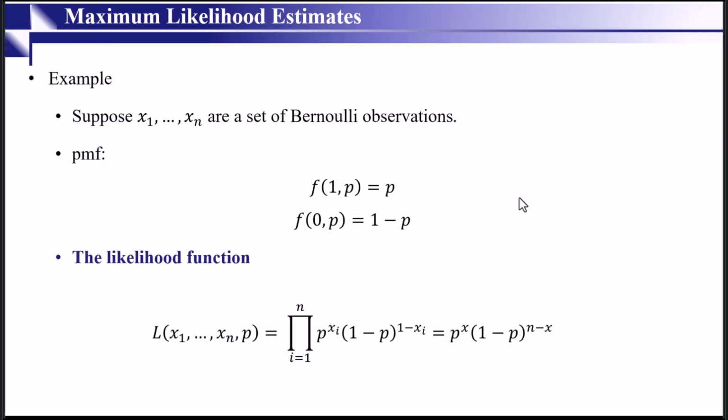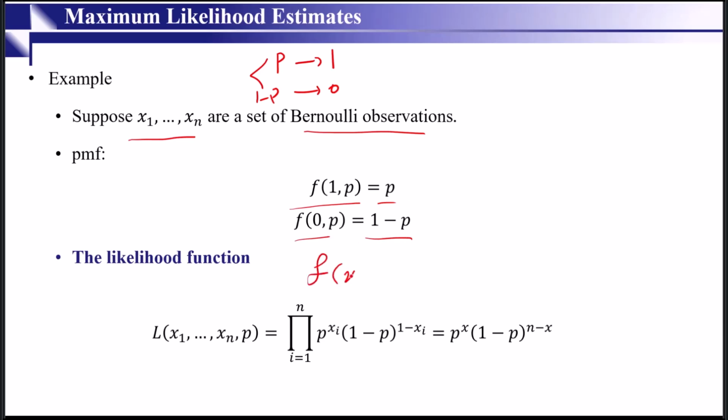So in the case of Bernoulli distribution, we have two outcomes, yes or no, 0 or 1. The random variable can be 1 with the probability of p, and it can be 0 with the probability of 1 minus p, right? So if we have x1 to xn as a set of Bernoulli observations, in this case, the probability distribution, like PMF, is for 1 and p is p, and for 0 and p is 1 minus p. Or we can write f(xi, p) is equal to p to the power of xi multiplied by (1 minus p) to the power of 1 minus xi.